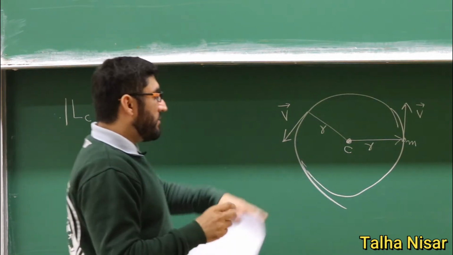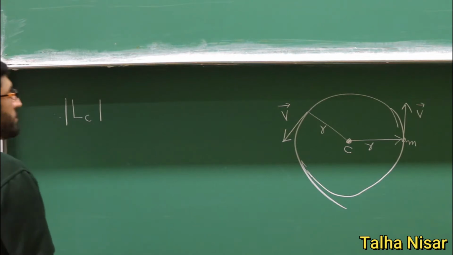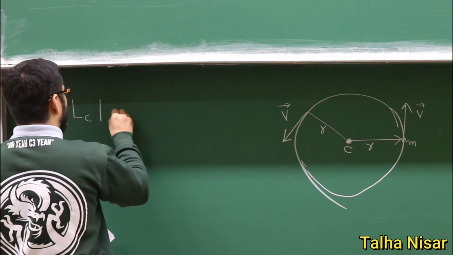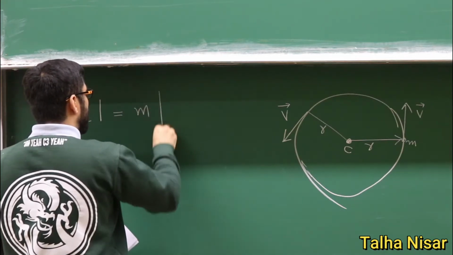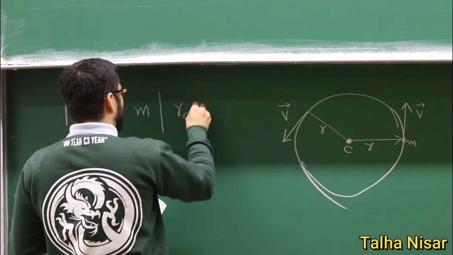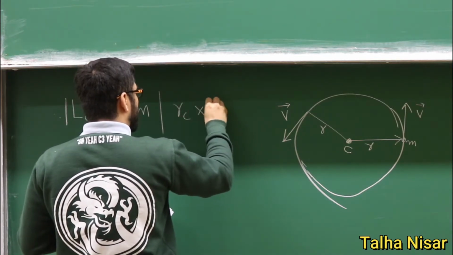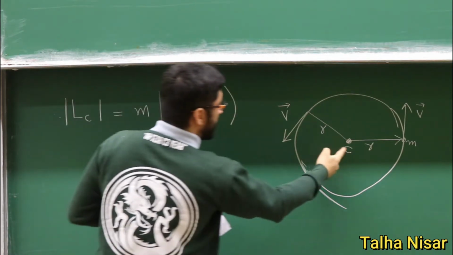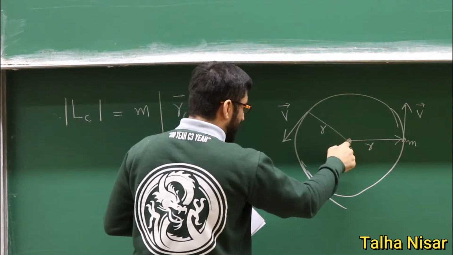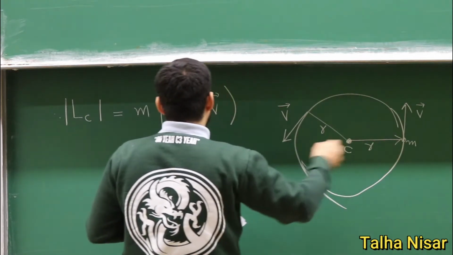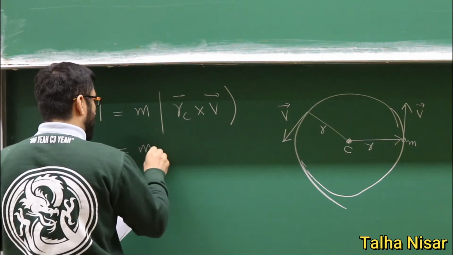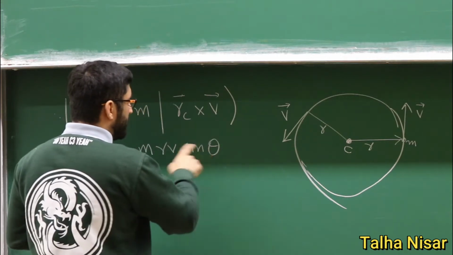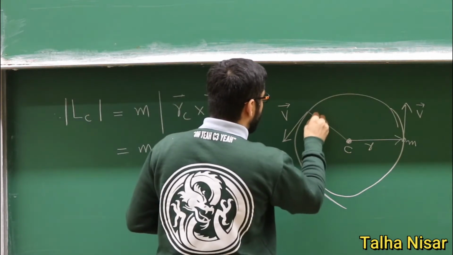So now we want to know what will be the magnitude of this angular momentum. The angular momentum here will be the same as we have discussed, is r_C cross v. So the r is the distance from the center, which is our reference point, so it's always the same. And we know that it's m r v sine of theta. And what theta here is always 90 degrees.